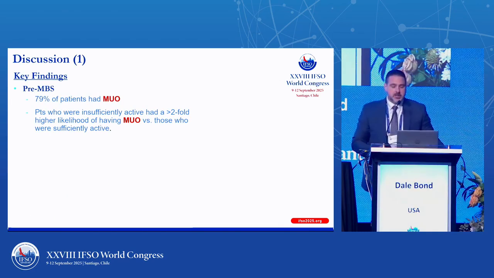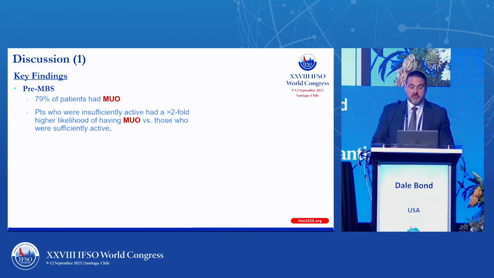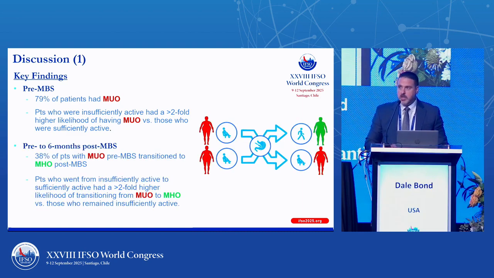So our key findings, to summarize: before surgery, 79% of patients had MUO, and 21% had MHO. The patients who were insufficiently active had a more than 2-fold higher likelihood of having MUO versus those who were sufficiently active. From pre-surgery to 6 months post-surgery, 38% of patients with MUO transitioned. The patients who went from insufficiently active to sufficiently active had a more than 2-fold higher likelihood of transitioning from MUO to MHO versus those who remained insufficiently active.